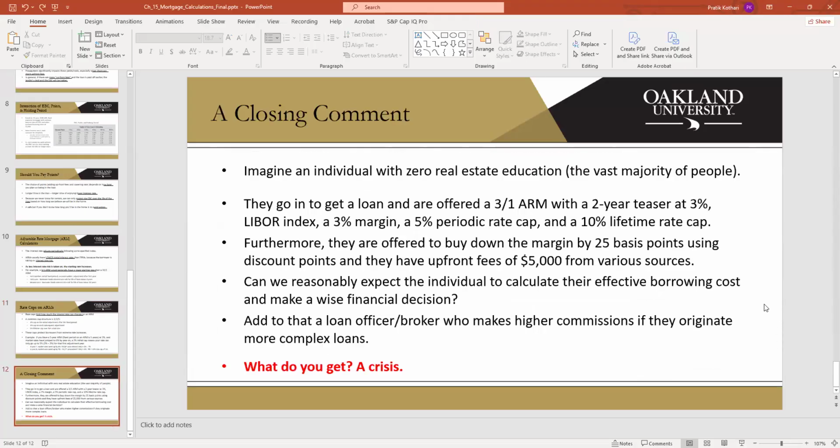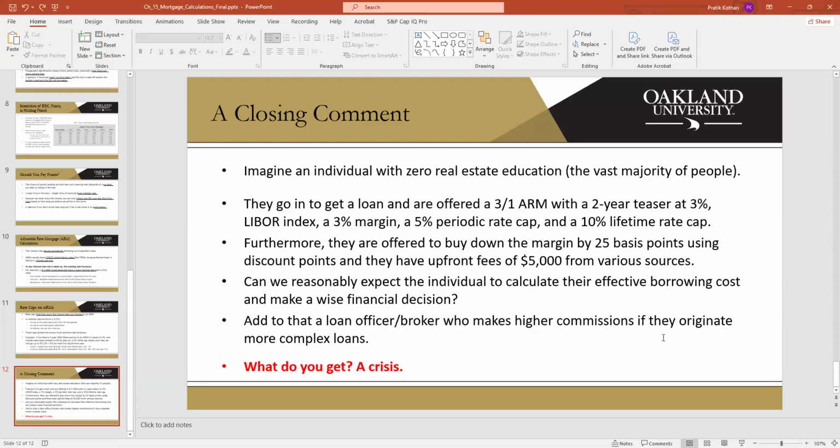So that will close out our mortgage calculations topic. But before you go, and before we move on to something else, I do want to give a closing comment on this. Imagine there is an individual out there, or you are an individual with zero real estate education, which is the majority of the people out there, if not most.